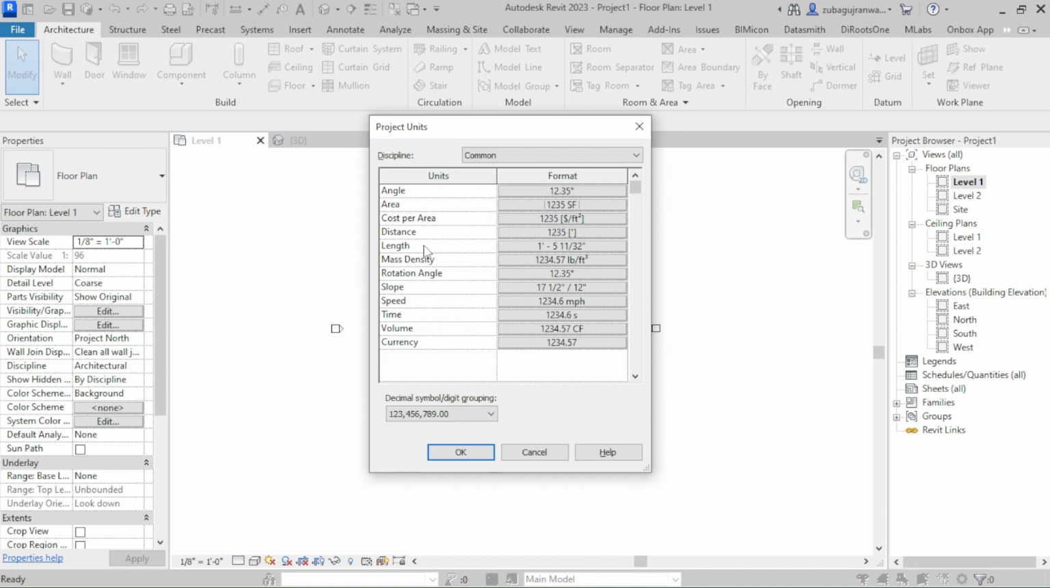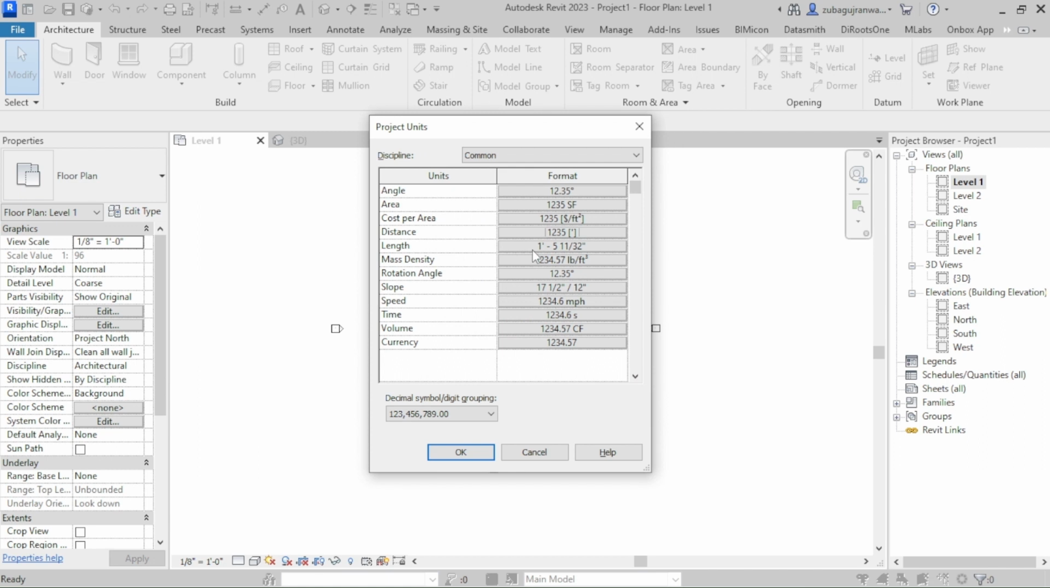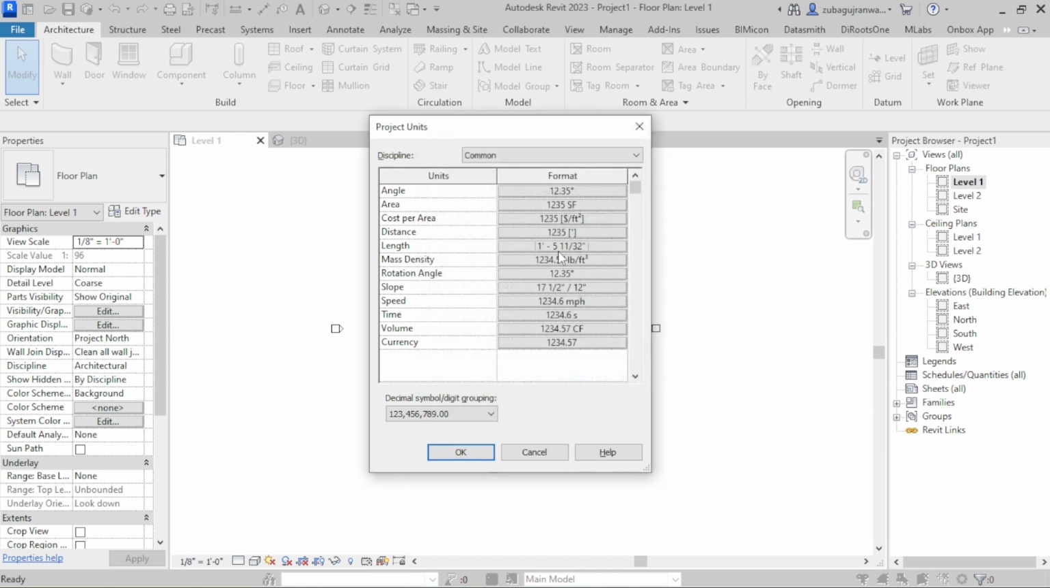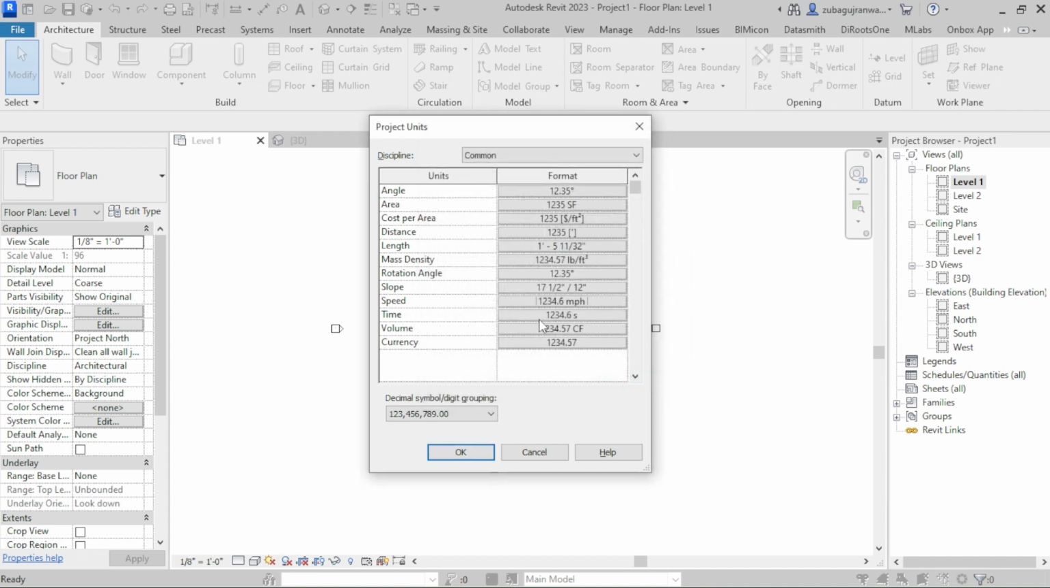Then the cost per area and distance. You can select feet, inches, meters, and the other options. Then the units of length, whether you want to select feet and fractional inches or simple feet or millimeters, you can select according to your project. Then the mass, rotation angle, slope, speed, you can select miles per hour, kilometer per hour, meter per second, and the time, volume, and the currency.